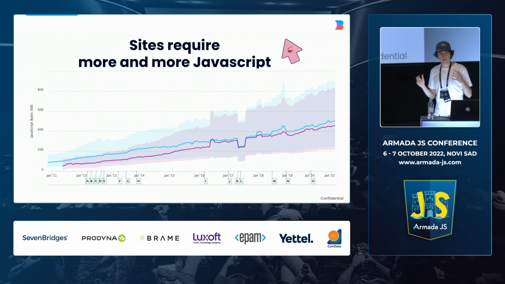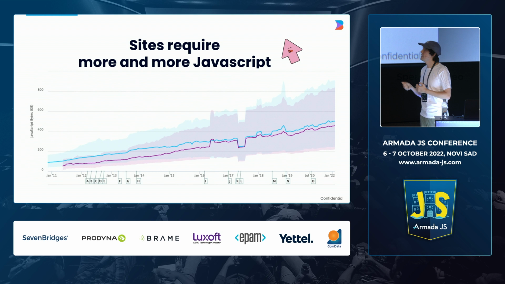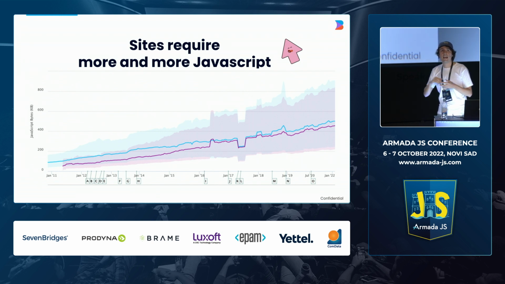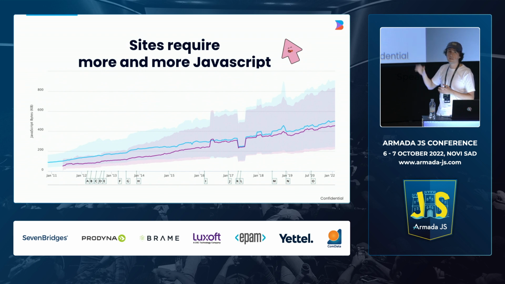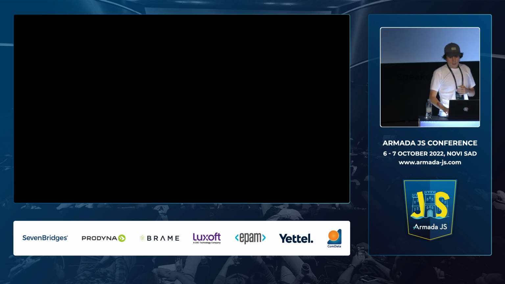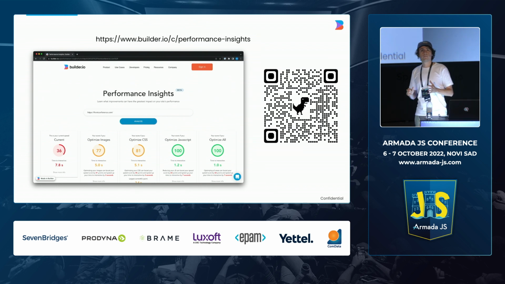So sites require more and more JavaScript. And this is a fact. This is data from the Web Archive. And we see that in the last 10 years, the amount of delivered JavaScript has been steadily increasing, right? But is this really a problem?